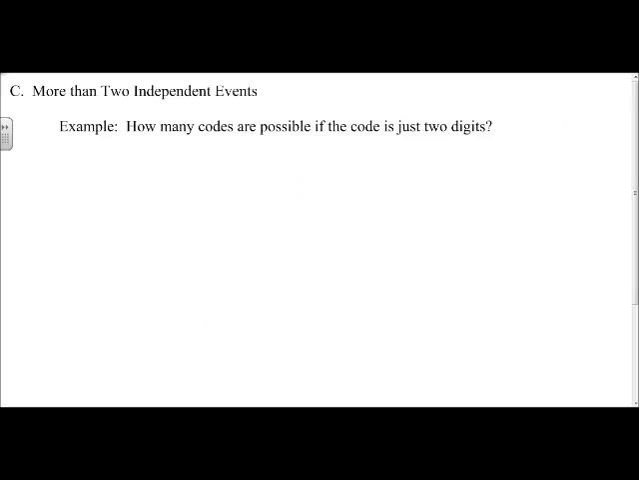What if there are more than 2 independent events? Well, in this case, we'll start off by just looking at 2. So it says how many codes are possible if the code is just 2 digits. So there are 2 different places where we can put in numbers. And remember, digits or numbers go 0, 1, 2, 3, 4, 5, 6, 7, 8, and 9. So there are actually a total of 10 possible quote-unquote digits.